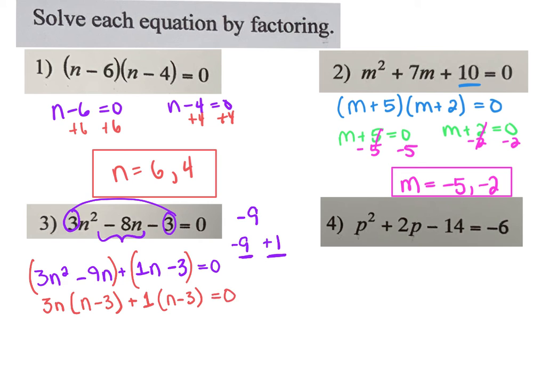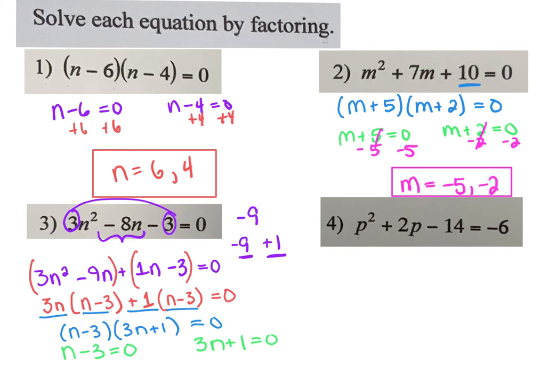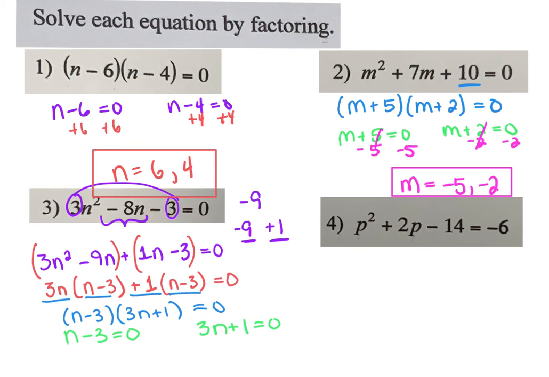And that's how it always should be when you factor by grouping. You should have that same group left. So n minus 3 is one of our groups, and then 3n plus 1, if you'll remember, is how we factor these from last chapter. And now it is already factored for us. And so we are going to set each factor equal to 0. N minus 3 equals 0. 3n plus 1 equals 0. And then we are just going to solve.